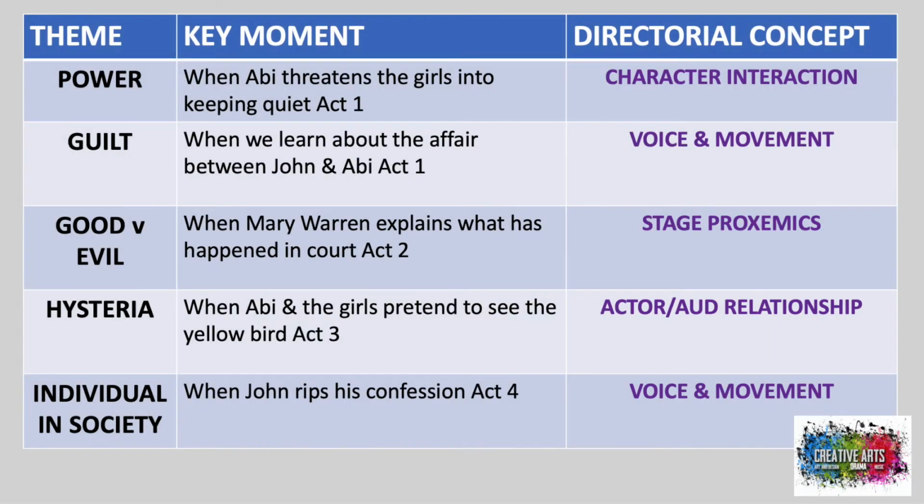So let's start by going back to our original notes. Let's have a look at that table again, where we've got our theme and our key moment, and let's add another table. This time you're going to add directorial concept. Use your section 3 booklet to help you choose 5 appropriate directorial concepts to use for the examples you've identified. It's important to try and have variety, but you can use the same concept more than once.